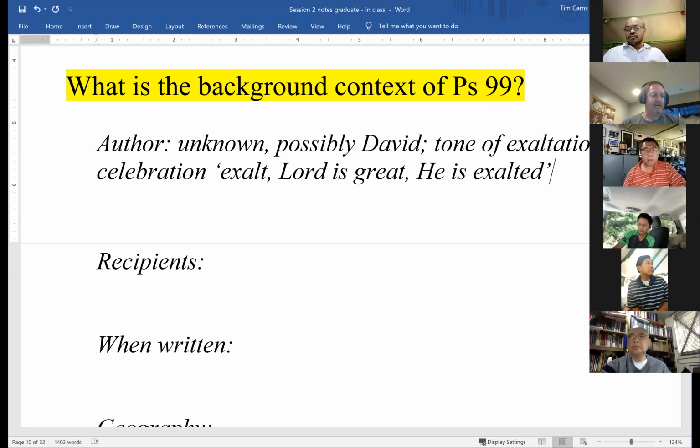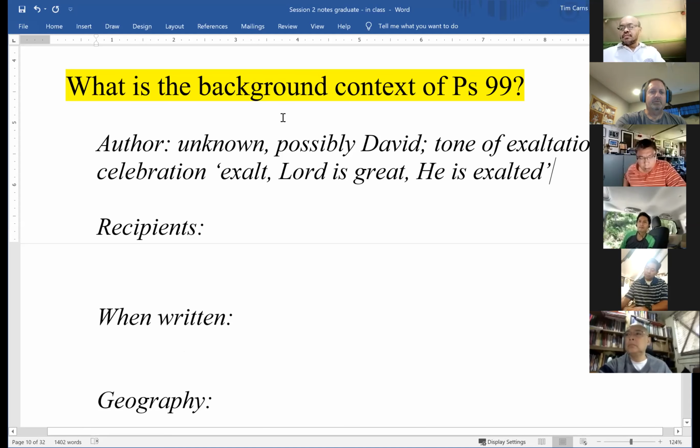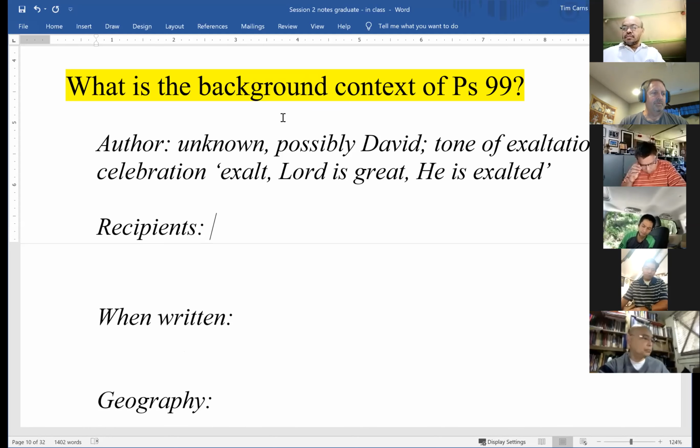And then even in verse 5 and verse 9, he says, exalt the Lord, worship him. So we definitely see a tone here of excitement in exalting the Lord. Okay? All right, how about the recipients? What would you guys say as far as the recipients? Who appears to be the recipients of this poem? Any ideas?